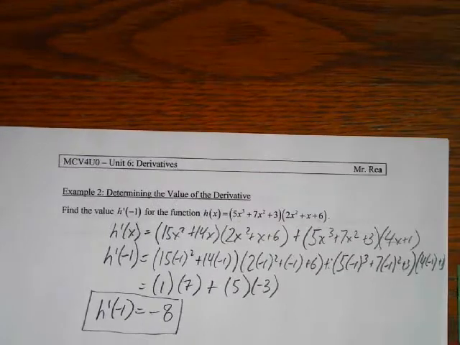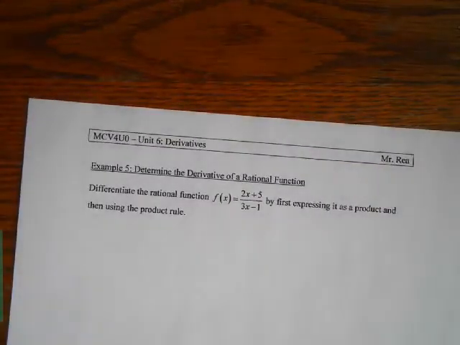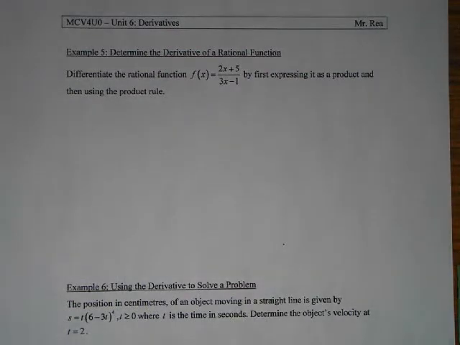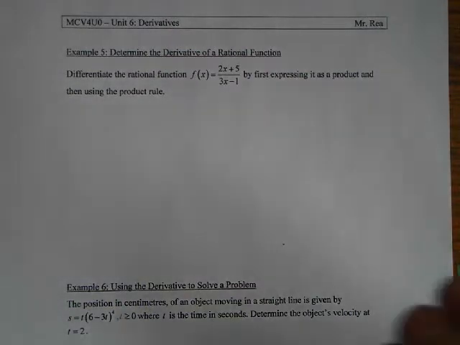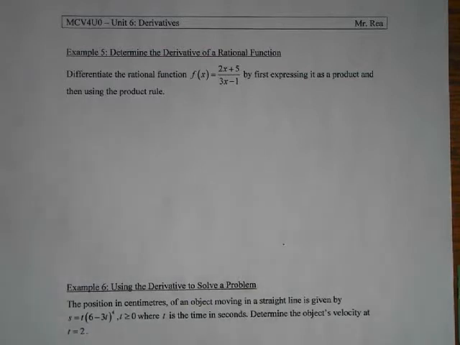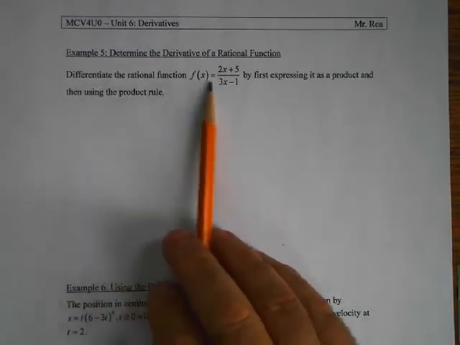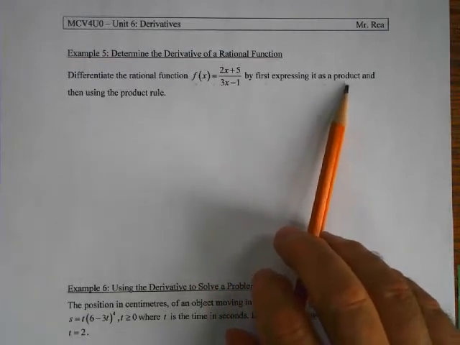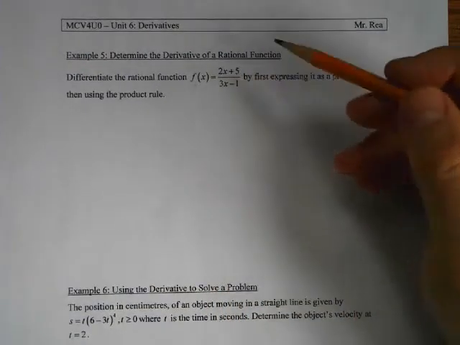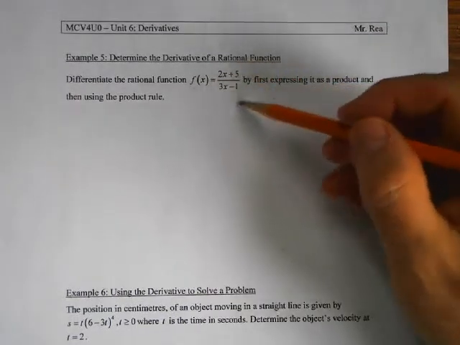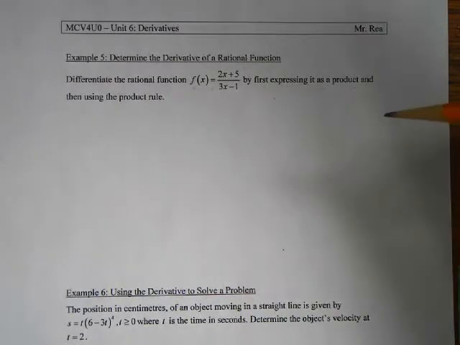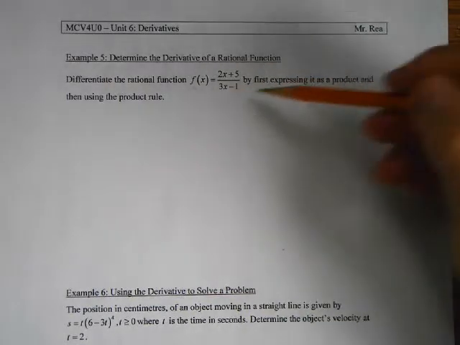Okay, example 5. Determine the derivative of a rational function. It says differentiate this rational function by first expressing it as a product and then using the product rule. So in the next lesson we're going to learn how to do this using the quotient rule. The answer will be the same as with this technique.